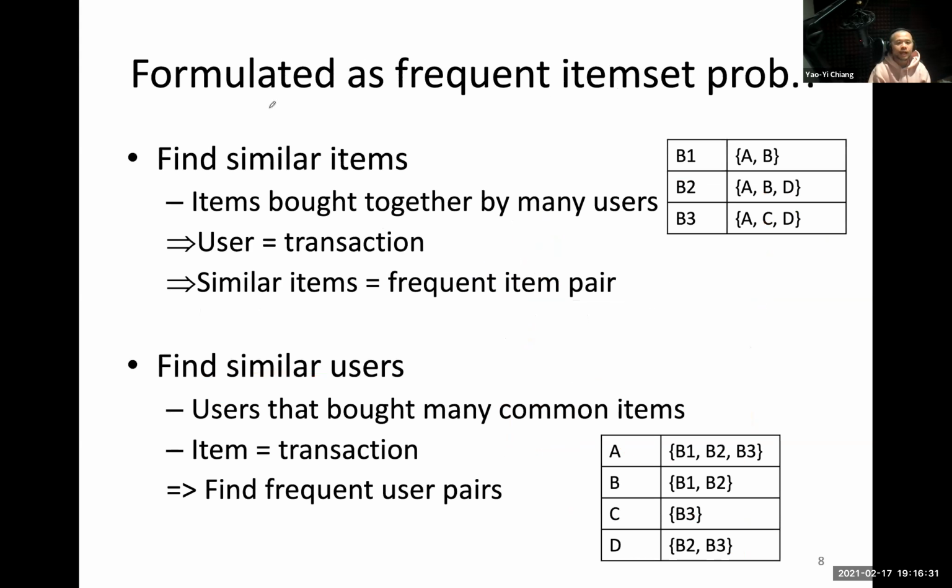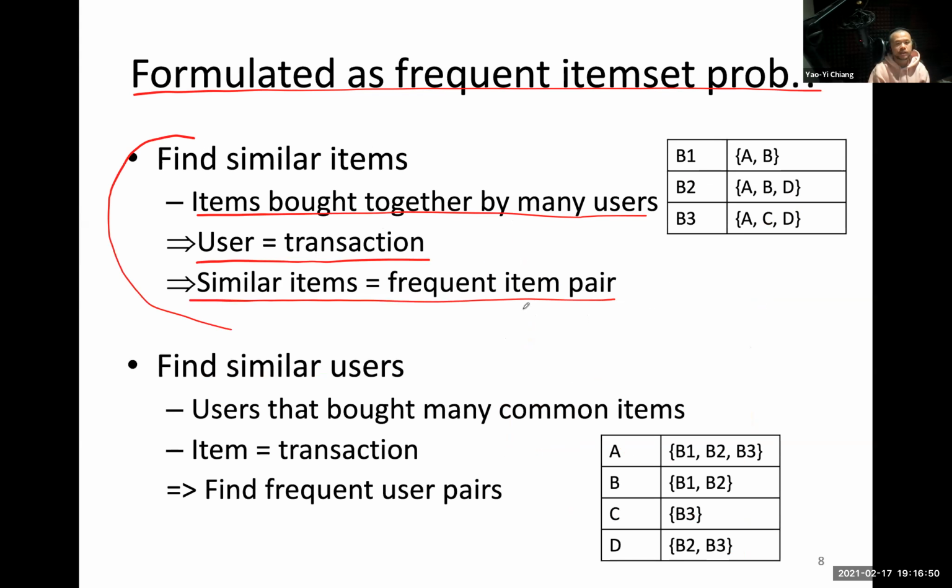Well, how about let's look at this problem as a frequent item set problem. Say if we want to find similar items, we say items purchased together by many users. They might be similar, yes. Users will be the transactions, similar items will be the frequent item pairs. Good. And if we formulate the problem as a frequent item set, but we put the basket as the items, then we will be able to find similar users, right?